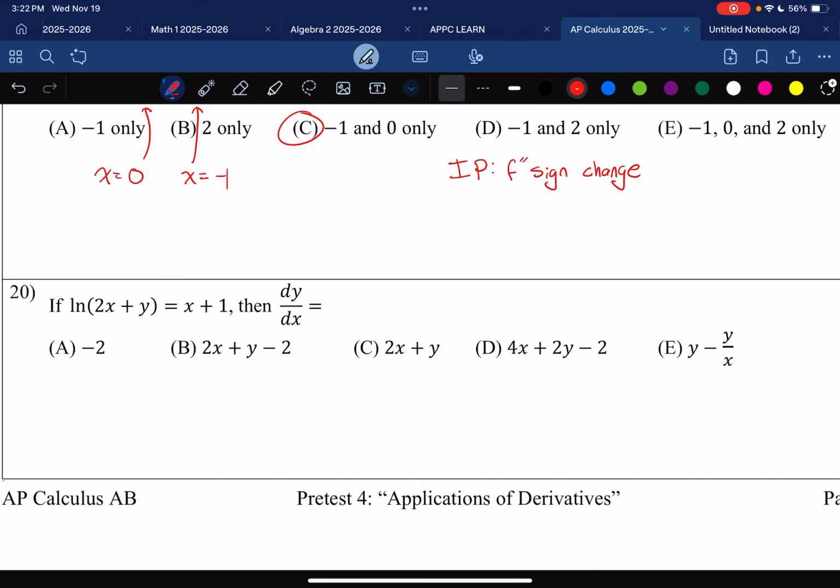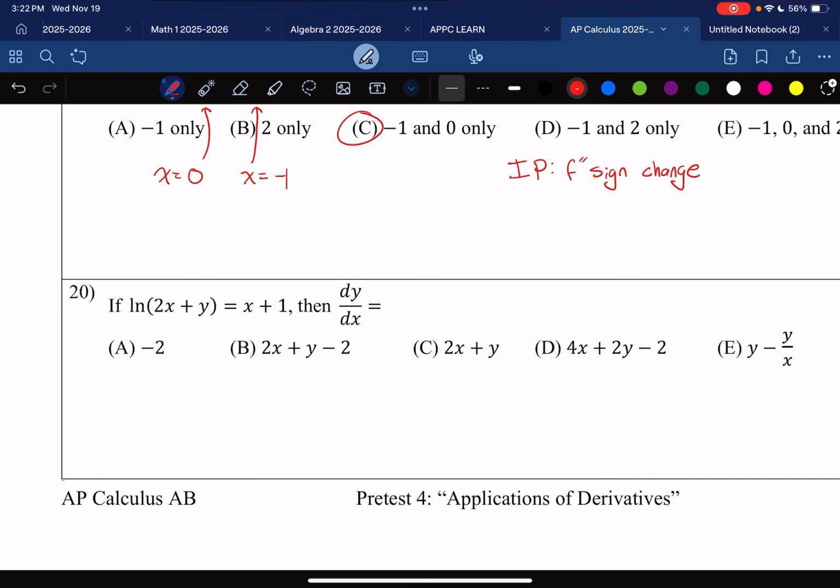Last problem on the pretest. Here we go. Oh boy, natural log, and it's asking us to find y prime. Again, whenever you see dy dx, it's asking for y prime. So take the derivative of the left. The derivative of log is 1 over whatever the inside is. So it's going to be 1 over the inside stuff, which is 2x plus y. This is going to be equal to the derivative of the right-hand side. The derivative of x is 1. The derivative of 1 is 0, so I'm not going to write the plus 0.